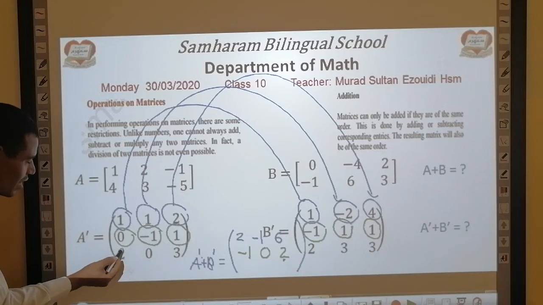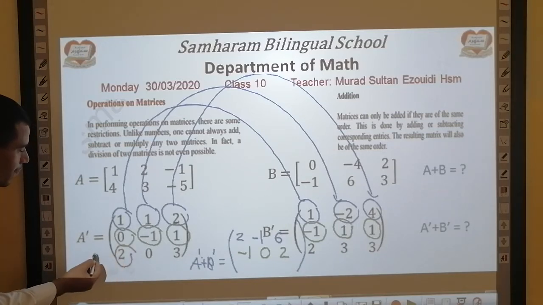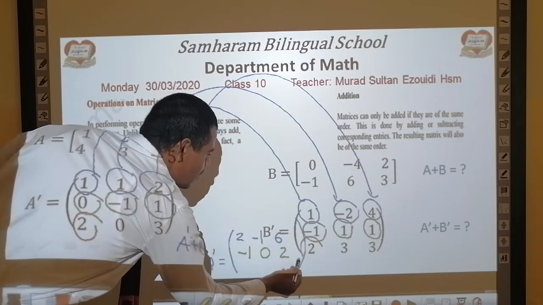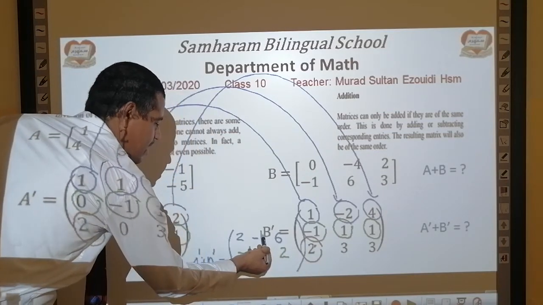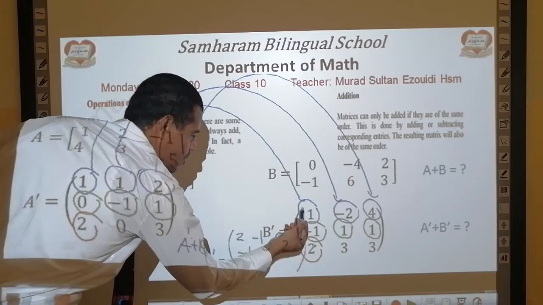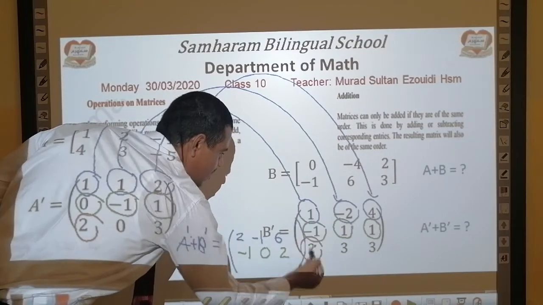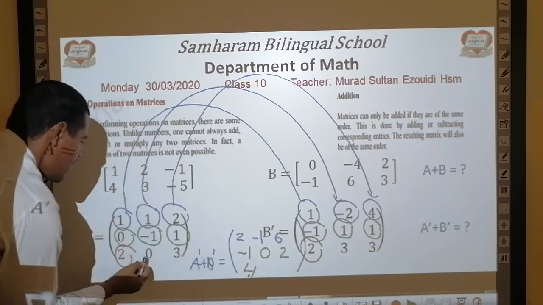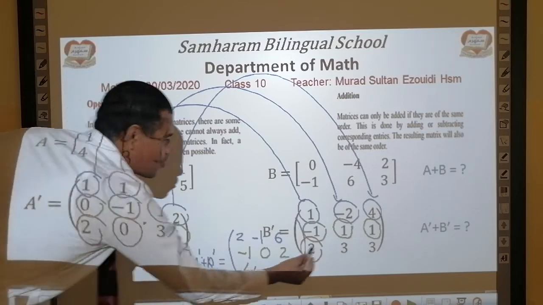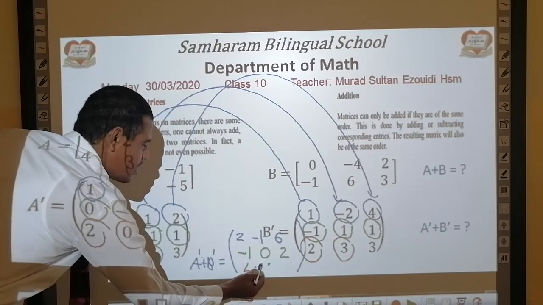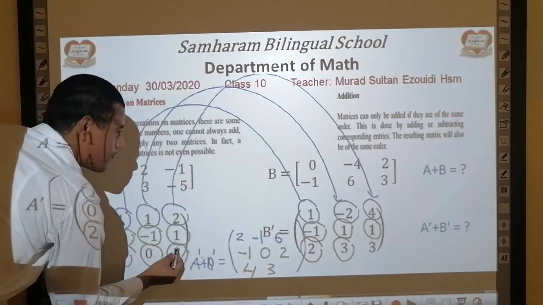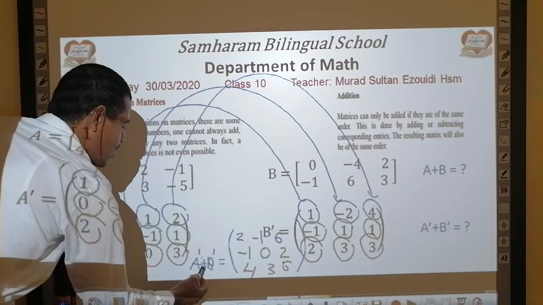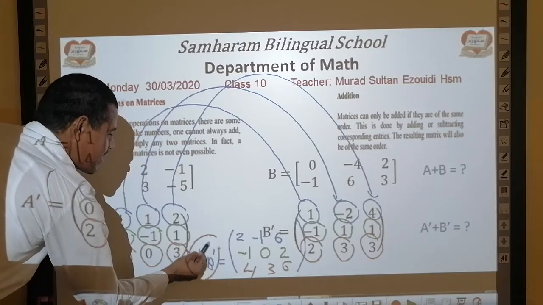Now, what is the value on the third row, first column of the first matrix? It is 2. What is the value of the second matrix B prime? The third row, first column is 2. I will add 2 to 2, it will be 4. Then this is 0, I will add it to 3. 0 plus 3 is 3. Then 3 plus 3 is 6. Good boy. So the total of both matrices is 2.